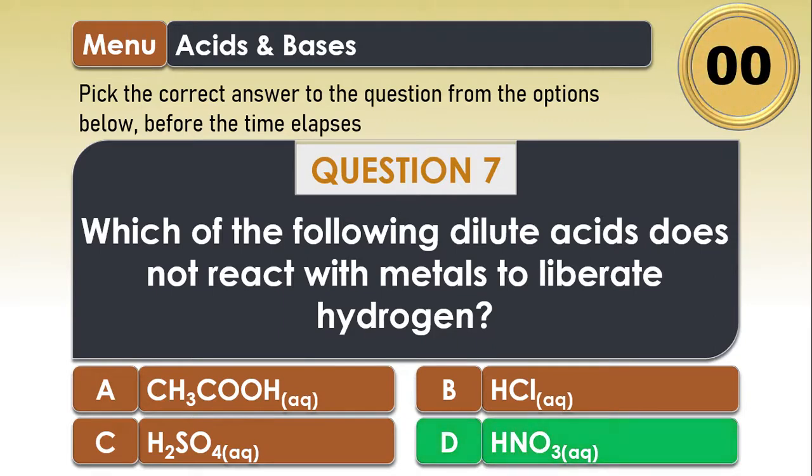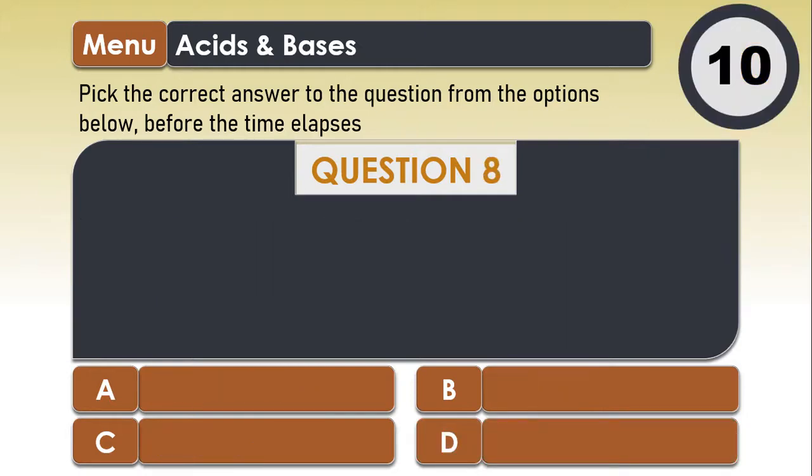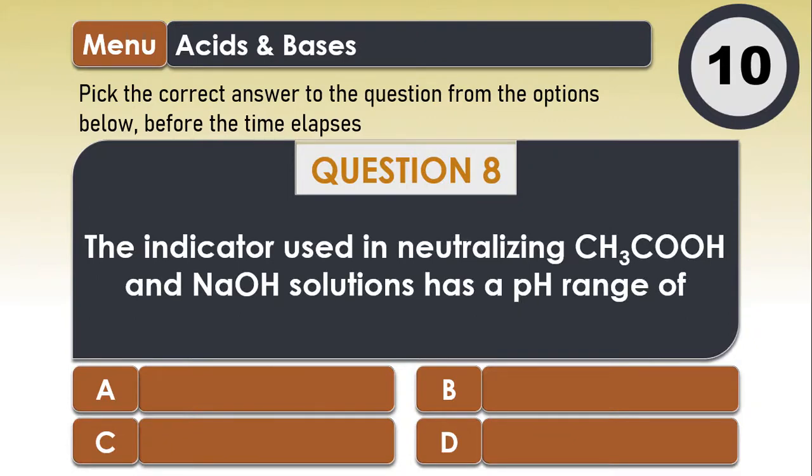The correct answer is D. Trioxonitrate 5 acid. Question 8. The indicator used in neutralizing ethanoic acid and sodium hydroxide solutions has a pH range of A.